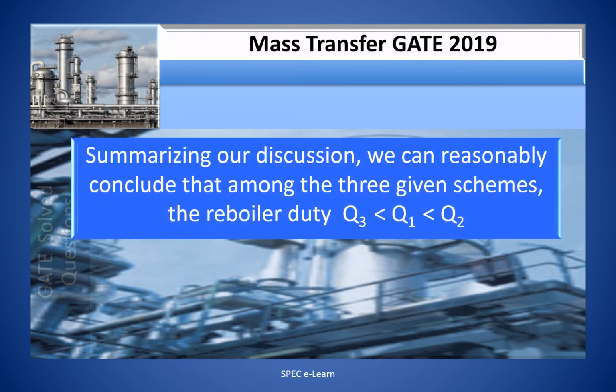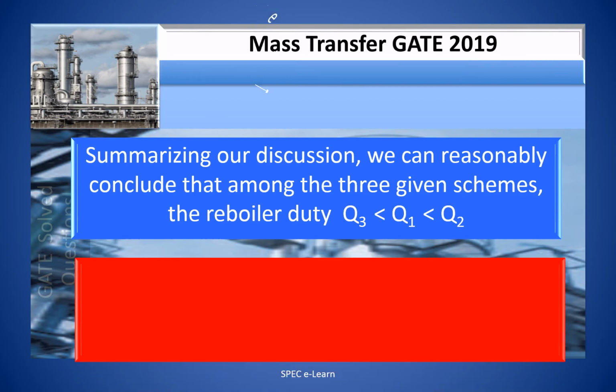Summarizing our discussion, we can reasonably conclude that among the 3 given schemes, the reboiler heat duty Q3 will be less than that of Q1, that will be less than that of Q2. So the answer is B.